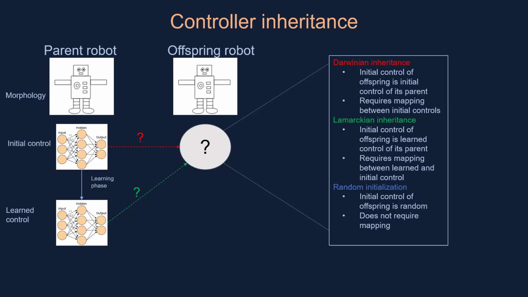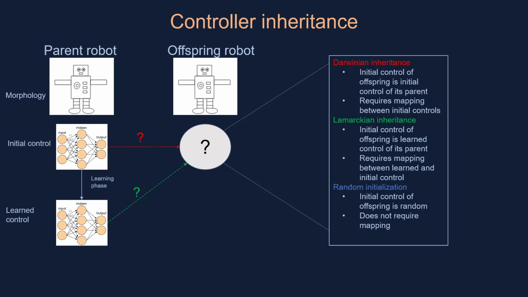So let's say you have a parent robot and it has an initial control. This is the control parameters before learning, and you have a learned control. This is the control parameters after learning. How do you initialize the control of the offspring robot? There are 3 ways that I have highlighted here. One is called the Darwinian inheritance. This means that the initial control of the offspring is the initial control of its parents. And this requires a mapping between the initial control of the parent to the initial control of the offspring.